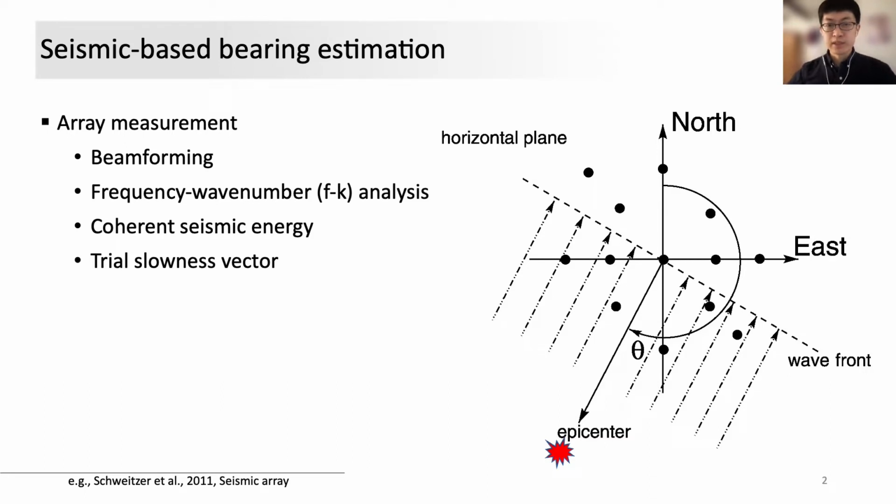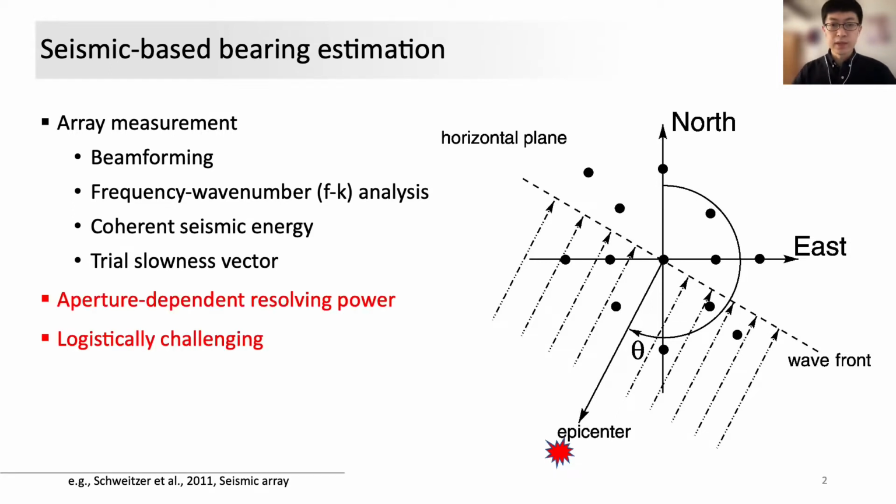Seismic-based bearing estimation is gaining increasing interest in surveillance systems because of its broadband sensitivity to not only natural sources like landslides, but also various anthropogenic ground motions, such as human and vehicular movements. Determining the source directions of incoming seismic waves is commonly achieved by beamforming or frequency-wavenumber analysis. The basic idea behind them is to extract the coherent seismic energy that propagates to a seismic array according to some trial slowness model.